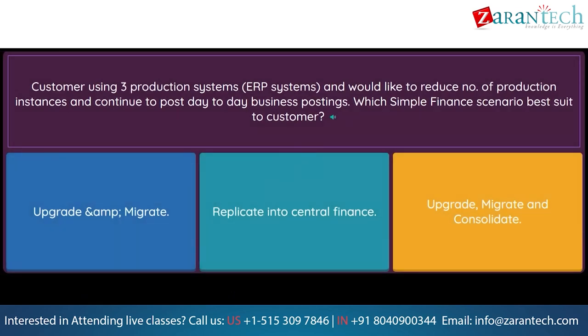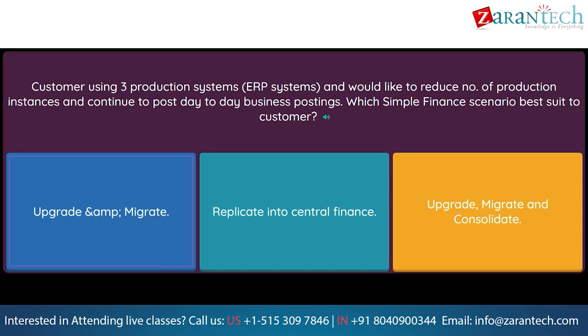Question: Customer using three production ERP systems would like to reduce the number of production instances and continue to post day-to-day business postings. Which simple finance scenario best suits the customer? Option 1: upgrade and migrate. Option 2: replicate into central finance. Option 3: upgrade, migrate, and consolidate.